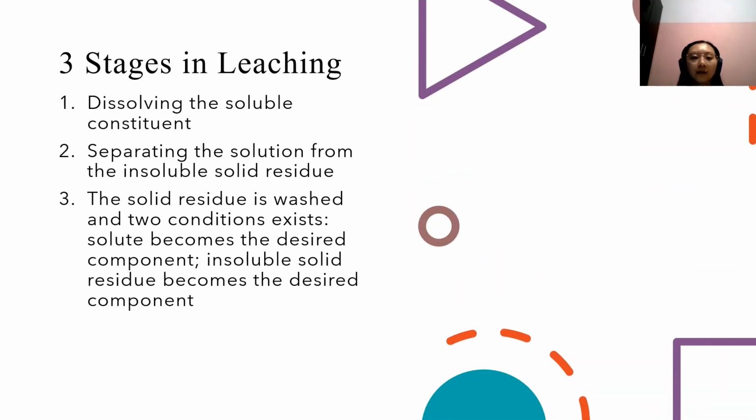Three stages are involved in leaching. First, dissolving the soluble constituent. This is a process of mixing between the solid mixture and liquid solvent until the soluble constituent from the solid mixture dissolves in solvent. Second, separating the solution from the insoluble solid residue. The solid contains the solute and the liquid solvent will flow countercurrently. At the end, the extracted solids as product are obtained at one side and concentrated solution at the other side. Third, the solid residue is washed, and two conditions arise: either solute becomes the desired component or insoluble solid residue becomes the desired component.